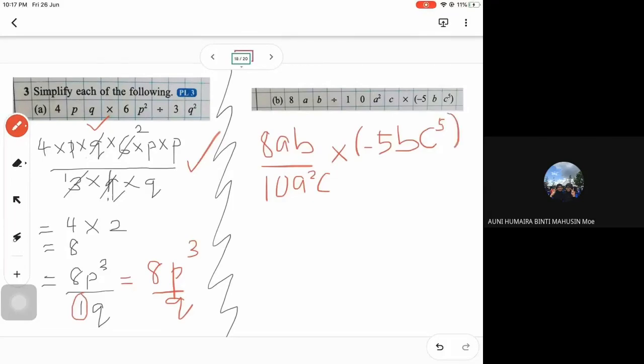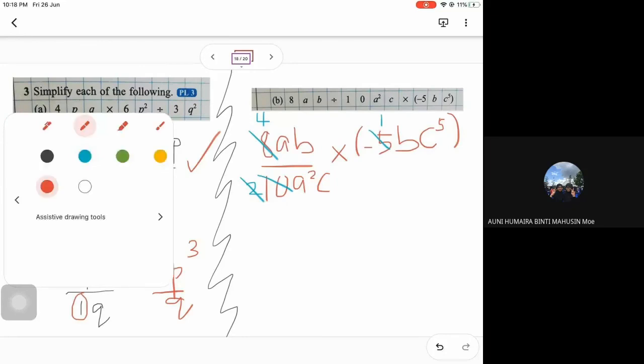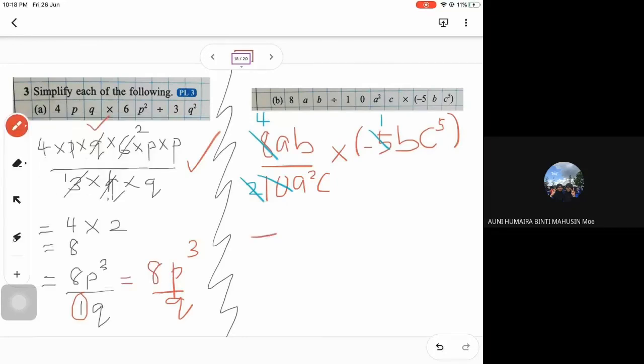So we can simplify yang di bawah, numbers dulu. 10 with 5, so it's 2 here, it's 1 here. And then simplify 2 with 8, so here you get 4. Now you look, everything is positive 8, it's positive 10, and then multiply with negative 5. So your final answer must be negative. Okay, your final answer must be negative. So just write down negative.